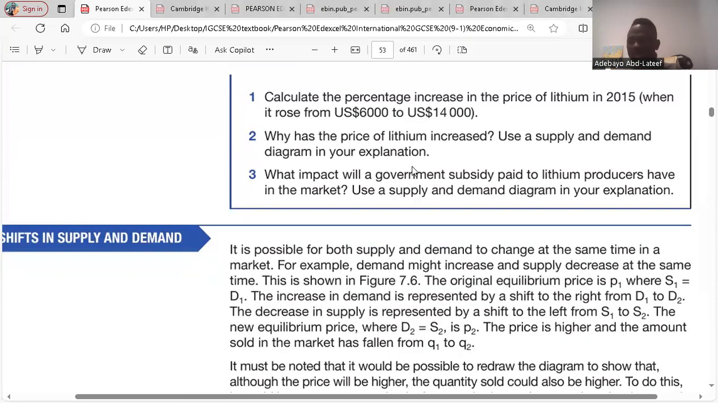Question two. Why has the price of lithium increased? Use the supply and demand diagram in your explanation. The price of lithium has increased sharply due to an increase in demand. Lithium is used in battery production, and based on the case study, there is growing popularity of electric vehicles, so demand for battery makers has increased. That means demand shifts from D1 to D2, and the price increases from P1 to P2. So this is the graph. It is a big increase in price, from 6,000 to 14,000. Clear? Yes.